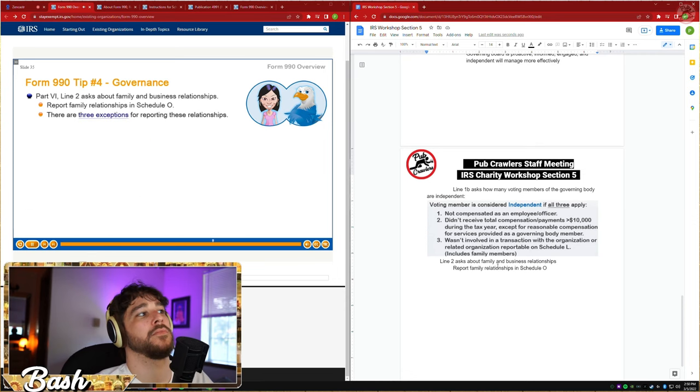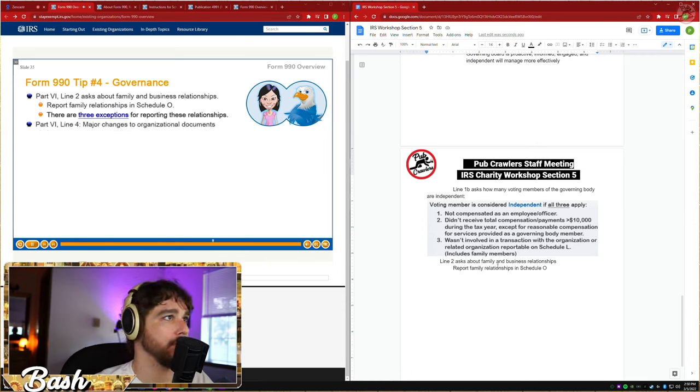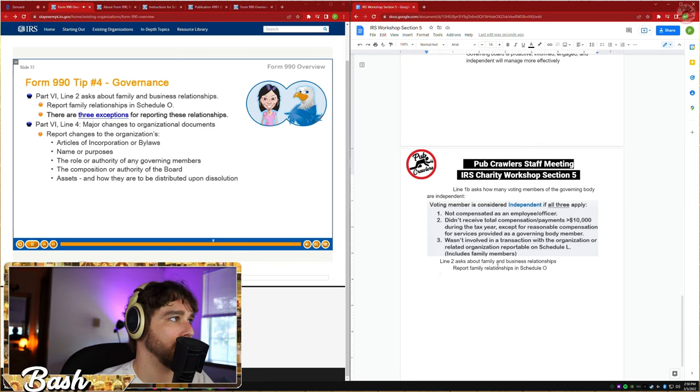Another item to point out is Part 6, Line 4. It looks like that's where I report major changes to organizational documents, like articles of incorporation or bylaws. Yes, these also include changes to the organization's name, purpose, the role or authority of any governing members, the composition or authority of the board, and how its assets are being distributed upon dissolution.